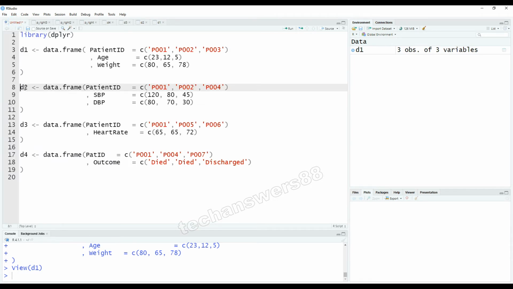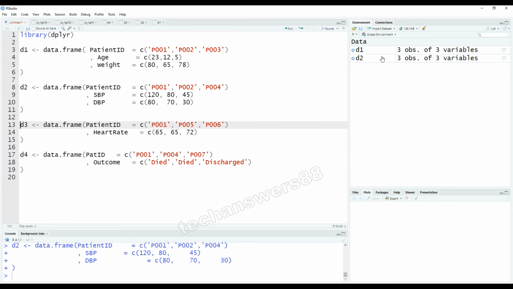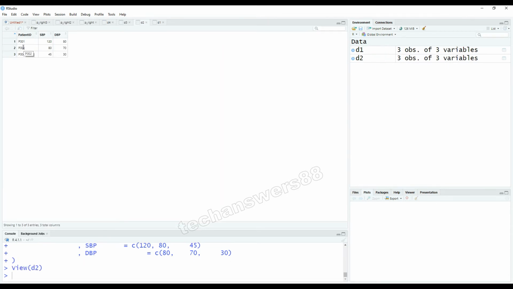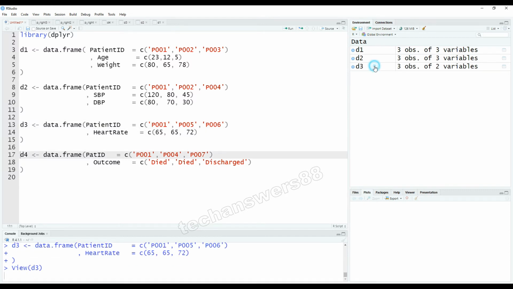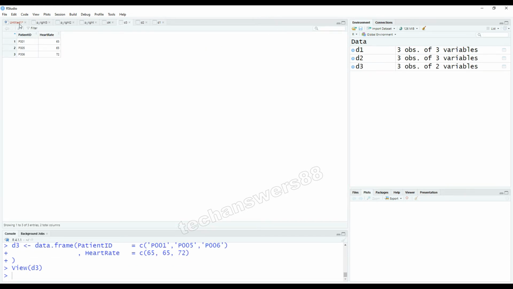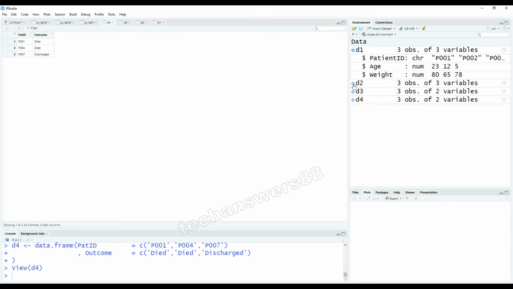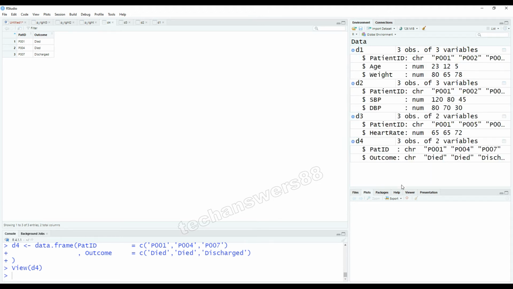And in the second data set, D2, we have the patient ID and the SBP and DBP, which represents the blood pressure readings. And in the third data set, we have the patient ID and the heart rate of the patient. And in the last table, we have the PAT ID and the outcome of the patient. So if you notice all the four tables or data frames, we have different IDs there. In the first table, we have patient ID as the key. Second table also patient ID. Third table also has patient ID, but the fourth table has PAT ID as the key.